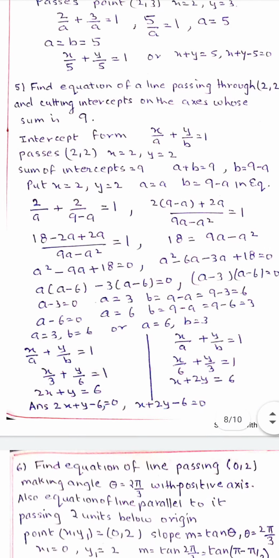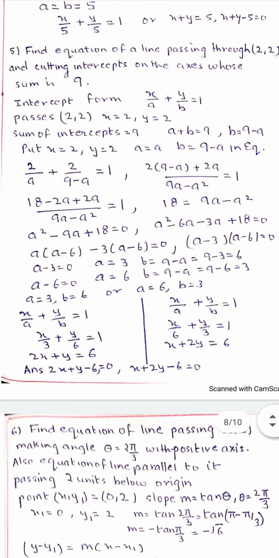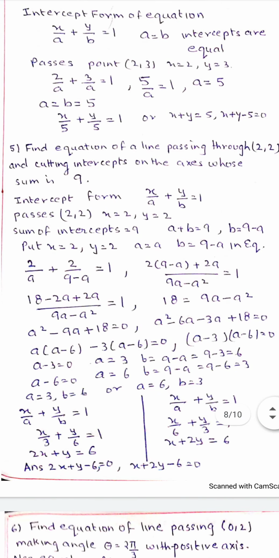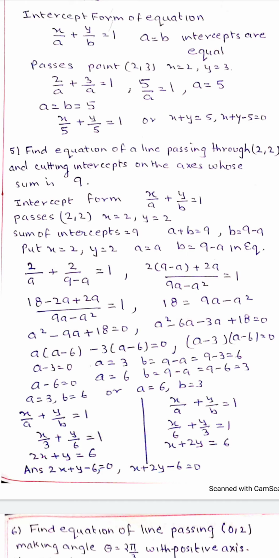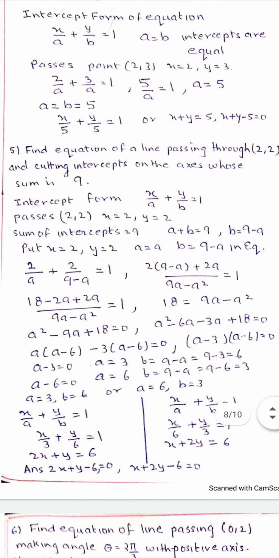Find the equation of a line passing through (2, 2) and cutting intercepts having sum 9. We know x is 2, y is 2, a plus b is 9, so b is equal to 9 minus a. In the intercept form of equation, x upon a plus y upon b is equal to 1. We are putting x is equal to 2, a is equal to a, y is equal to 2, b is equal to 9 minus a.